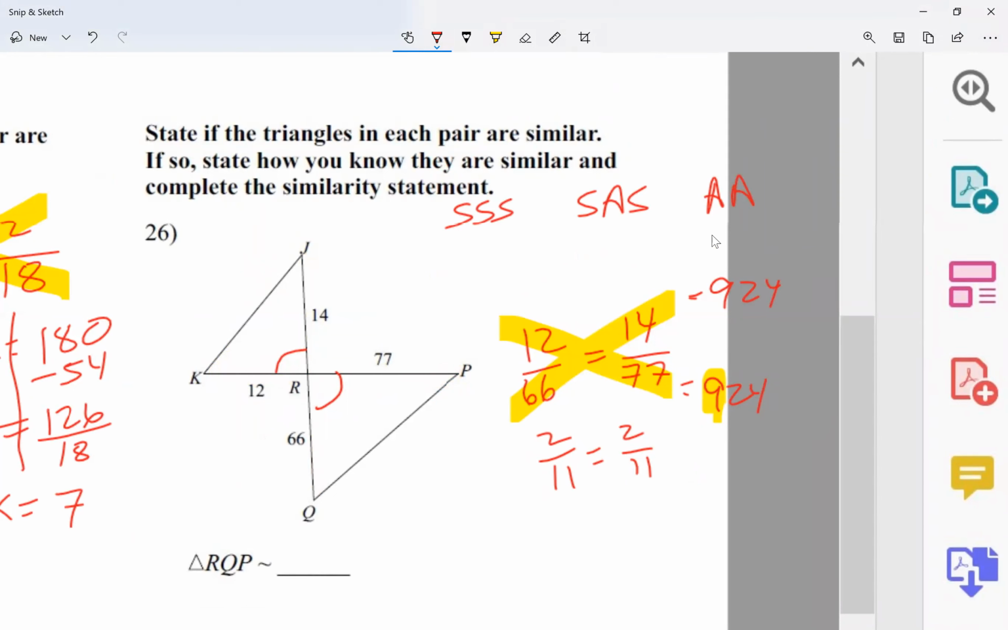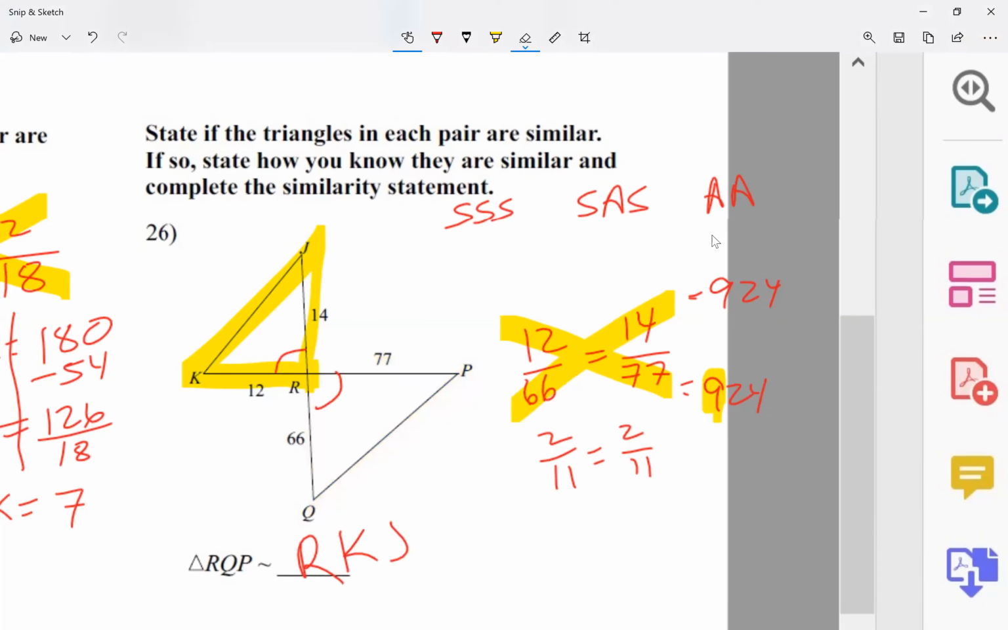RQP is similar to what? If you notice, RQP, it's this triangle here. Now, it's similar to this other triangle. Now, the way I named the other triangle does matter. The order of the letters matters. I'm going to say letter R, angle R from the other angles R. Now, Q. My question here is, do I go RKJ or do I go RJK? It does matter. In my case, I'm going to go RKJ.